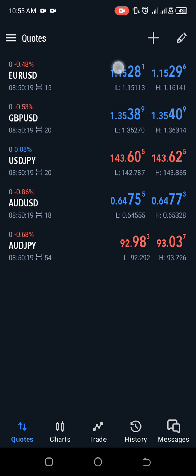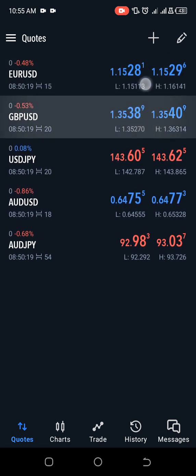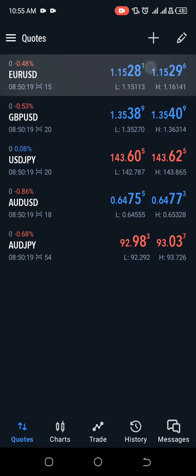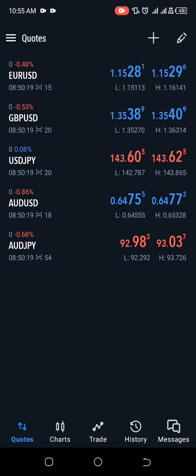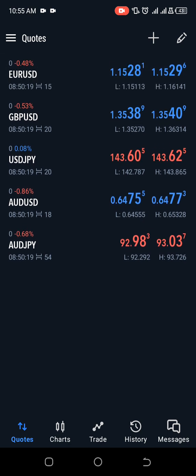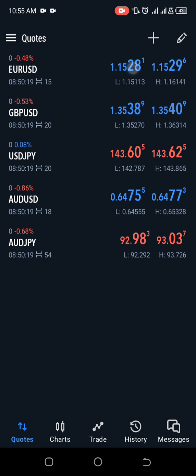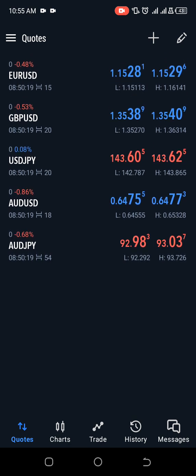Then you see there is 1 point. Look at Euro USD. That is EUR USD over here. When it comes, there is 1.15281. The 1.1529. The first one that you see here, these are the ask currency. They're asking you, right? Then these ones are the bid, right?